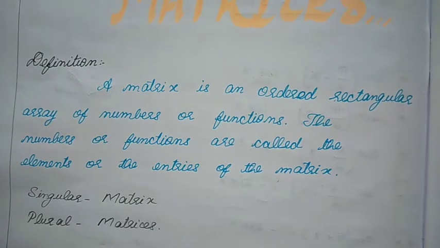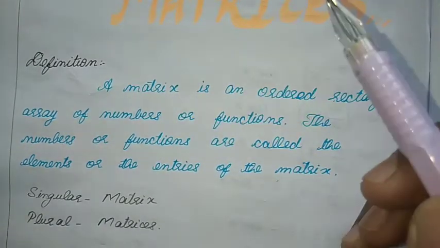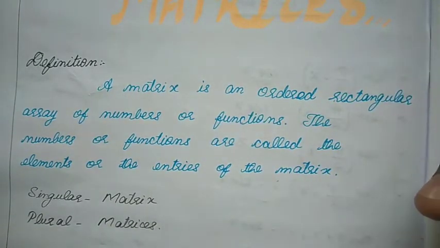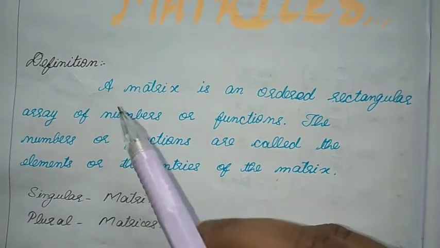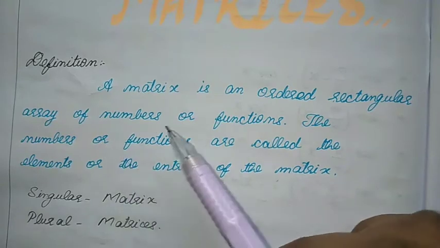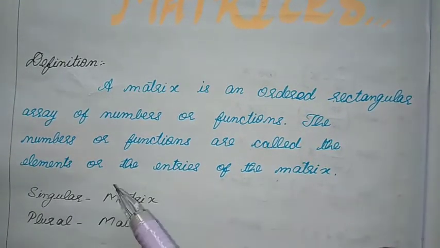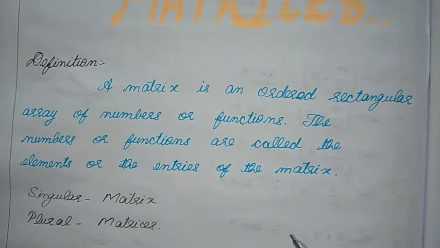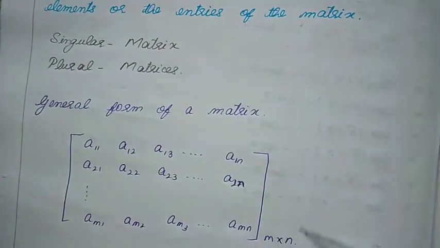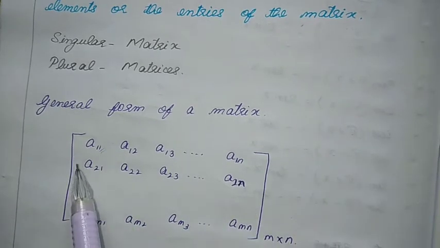Now I'm going to give you the definition for matrix. Matrix is singular; matrices means plural. So here is the definition: a matrix is an ordered rectangular array of numbers or functions. The numbers or functions are called the elements or the entries of the matrix. The general form for any matrix is this one. This is row and this is column.